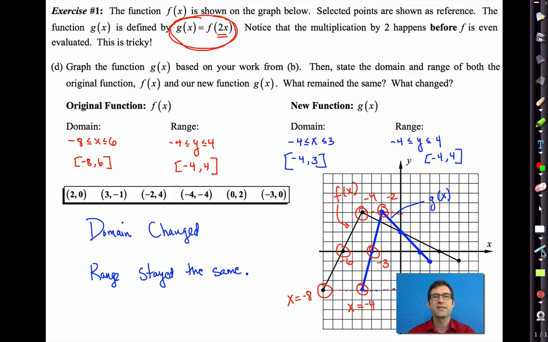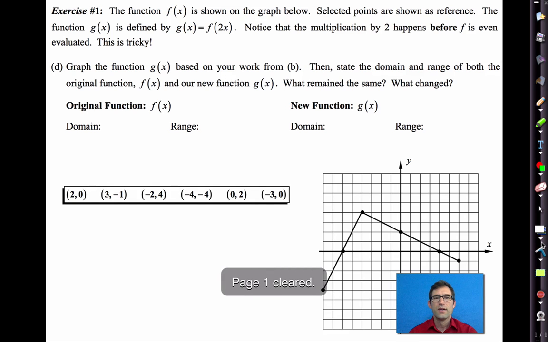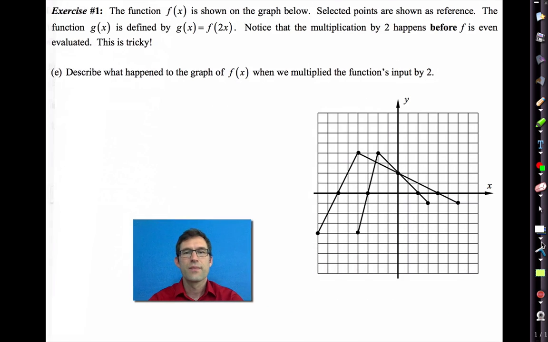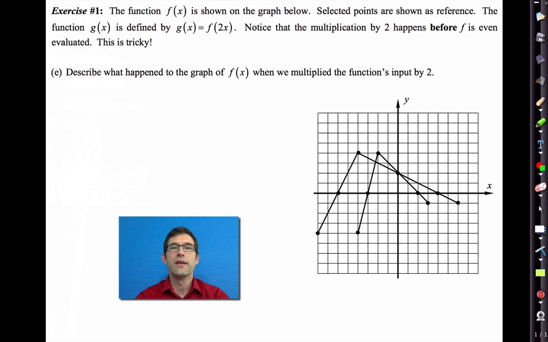Okay, here goes the text. All right. Oh, letter E. I think we already did this, but let's write it out formally. Sorry, this is when I get ahead of myself. I do it all the time in class. My students hate it. So, describe what happened to the graph of f of x when we multiplied the function's input by 2.